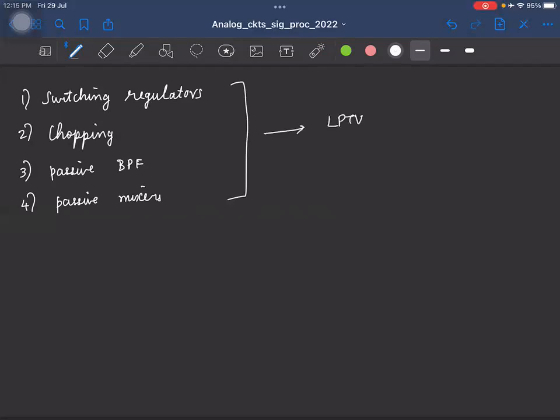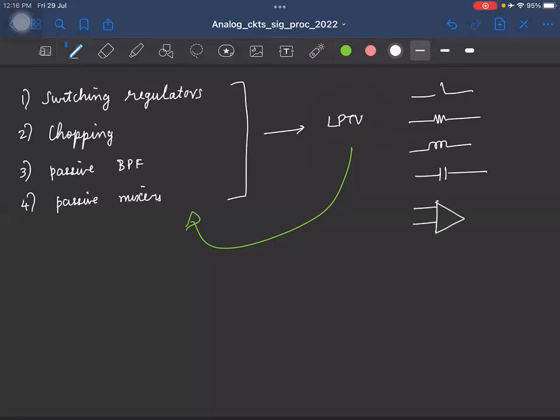So then we'll take a short detour. We'll learn about these LPTV systems in some detail, and we'll understand some interesting and very useful properties of these. And then using this understanding of LPTV systems, we'll look back at these circuits and see if we can improve them and analyze them better. Okay. Right. And of course, all of these circuits will be made using only ideal switches, R, L, and C, and probably some ideal op amps. Okay.